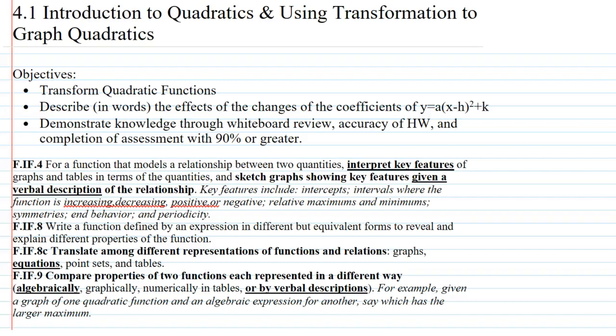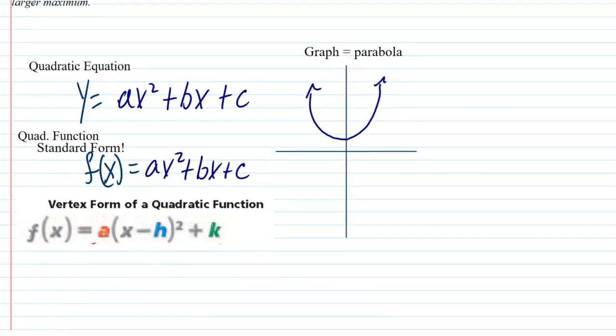Today we're going to introduce parabolas and use transformations to graph the quadratic equations. The quadratic equation or function can come in two forms: in standard form, where it's ax squared plus bx plus c, or in vertex form, where you have the a on the outside, parentheses x minus h squared plus k. Today we're mainly going to focus on the vertex form.